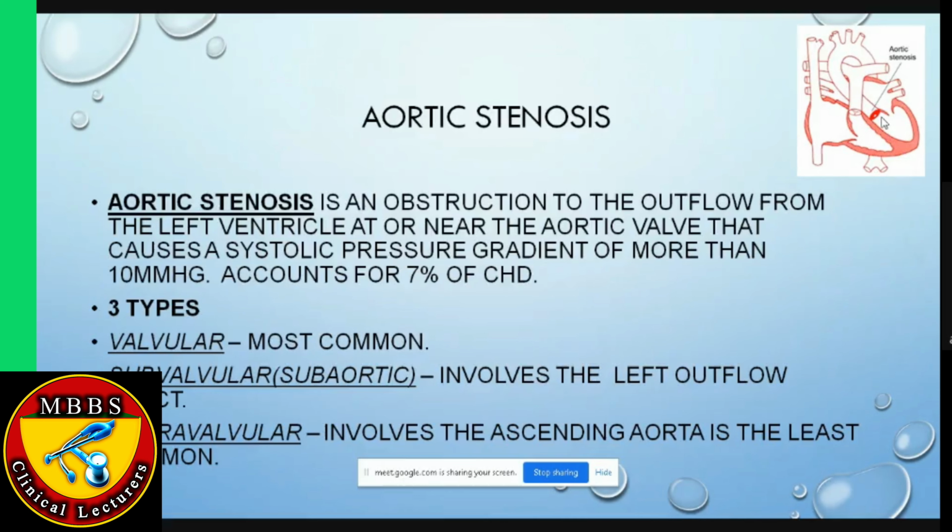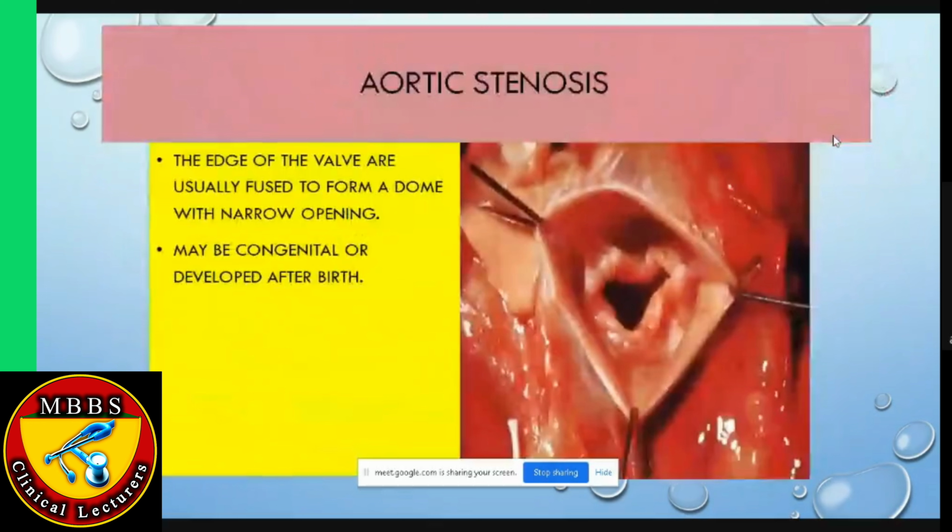Either it's a valvular type of aortic stenosis, it can be subaortic, or we call it subvalvular, or we call it supravalvular if it involves the ascending aorta. So now the most common is the valvular type of aortic stenosis. Over here you can see this is the edge of the valve, which are usually fused to form a dome with a narrow opening, and this can be congenital or developed after birth.